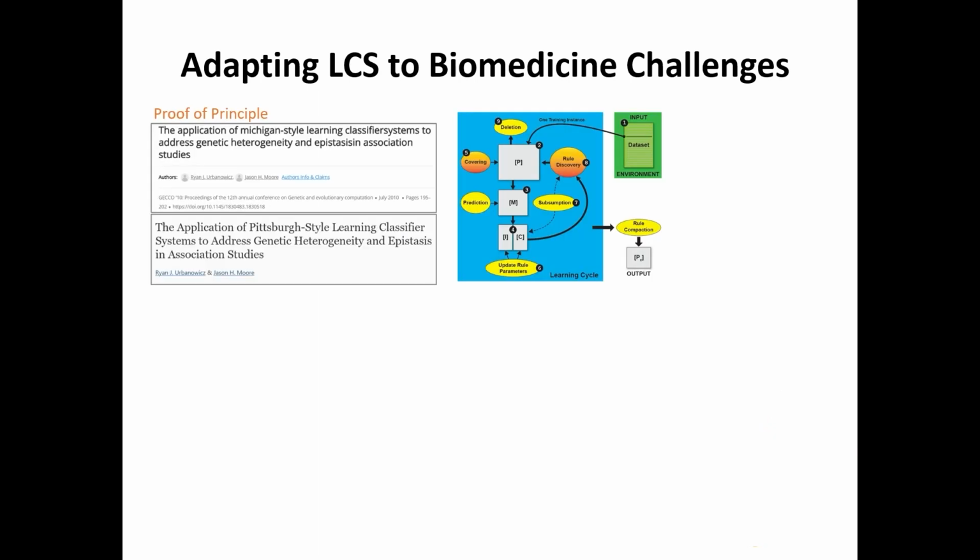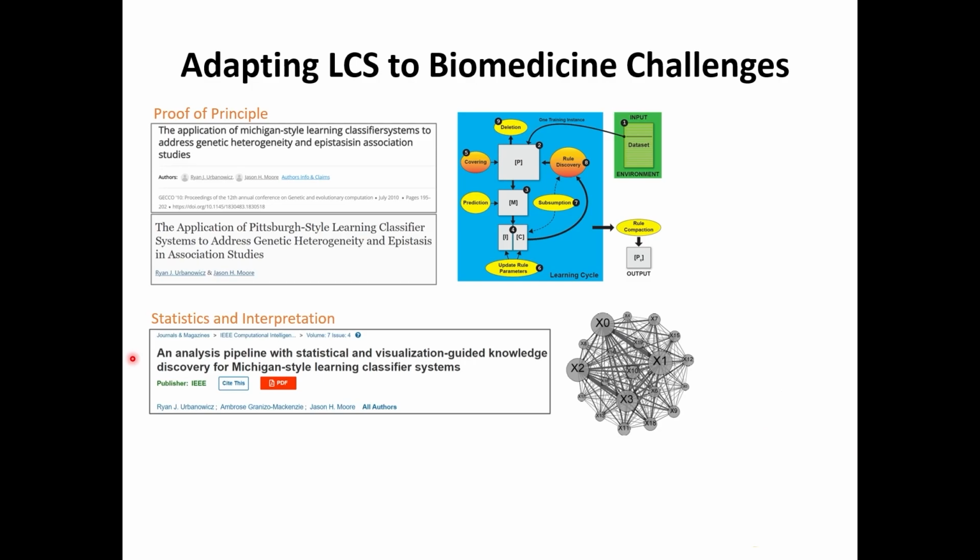Some of the early research we did was basic proof of principle, seeing what types of basic, already established learning classifier system algorithms were best suited to detecting complex patterns in simulated genetic data. Specifically, we focused on complex associations including epistasis and genetic heterogeneity. And in this paper, we developed statistical and visualization methods to help interpret the rule population being discovered by a learning classifier system.